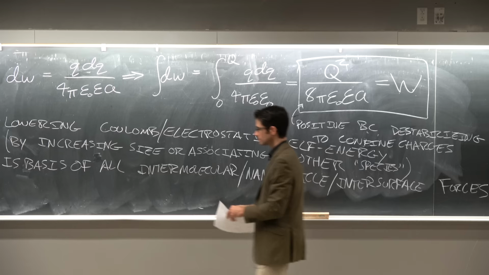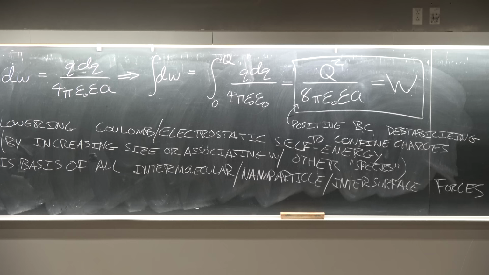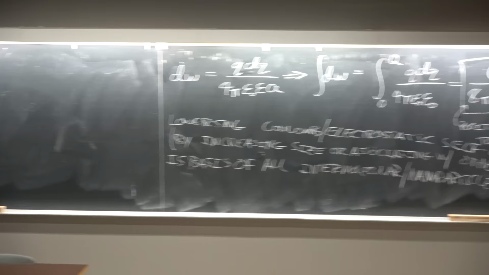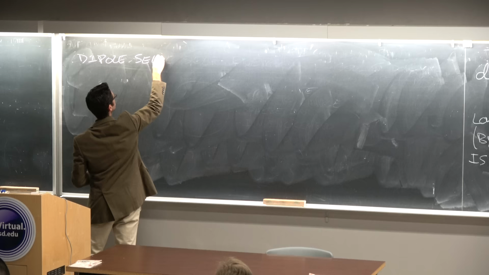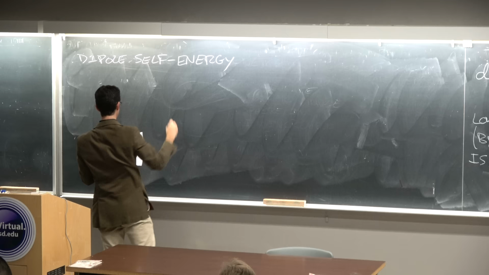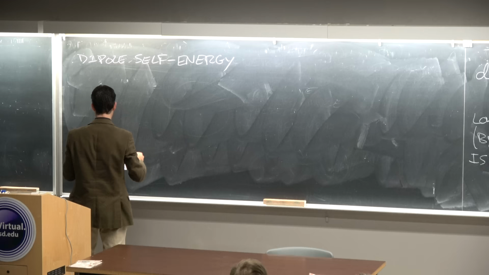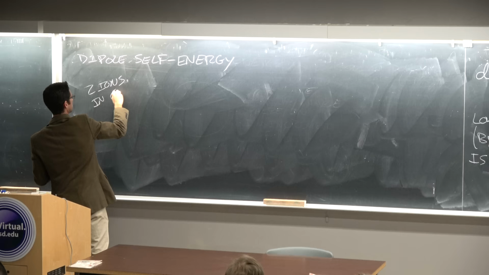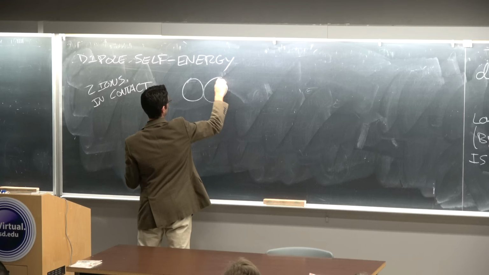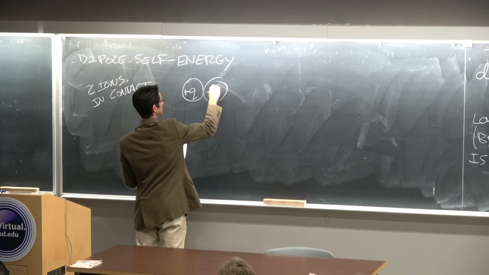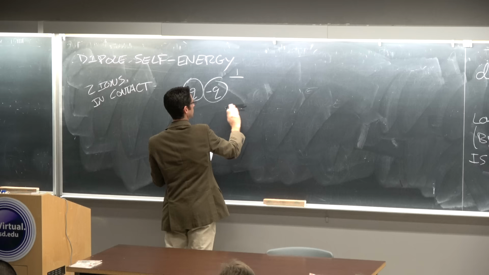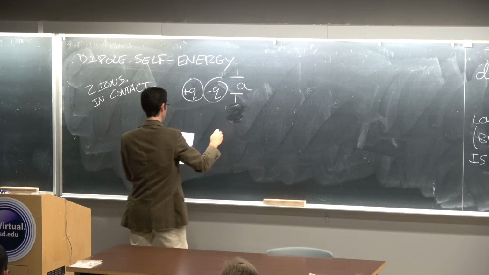We can use this concept of electrostatic self-energy to also calculate the self-energy of a dipole. This is the dipole self-energy. And we're going to consider a really simple kind of dipole, which is just two ions that are directly bonded in contact. So two ions in contact of partial charges, plus small q and minus little q, that each have the same radius of a, and the length of the dipole is L.